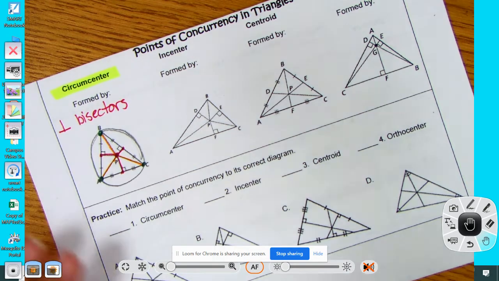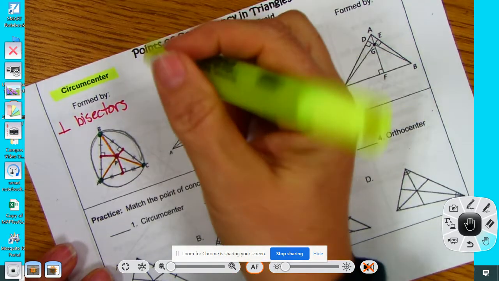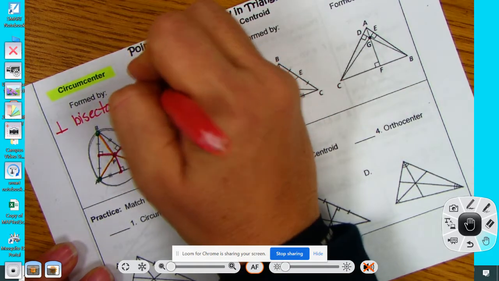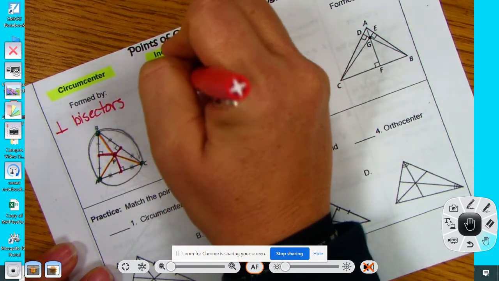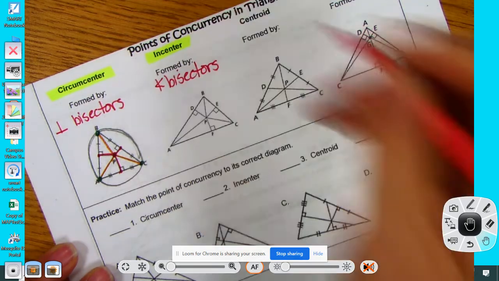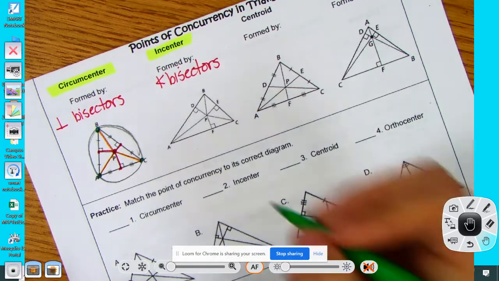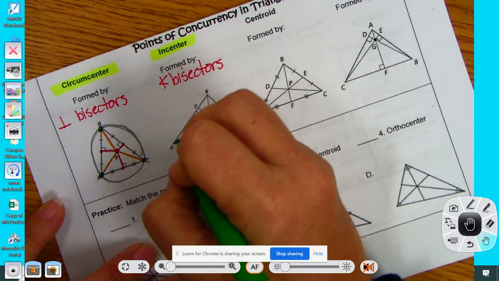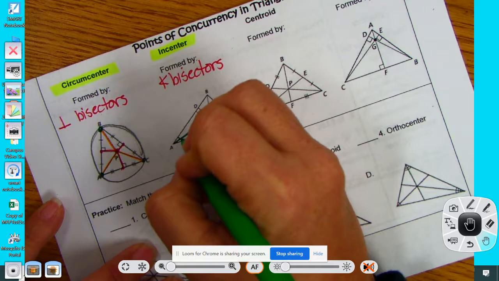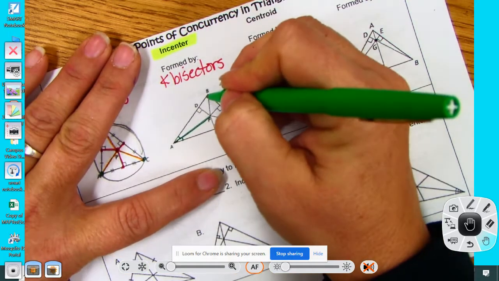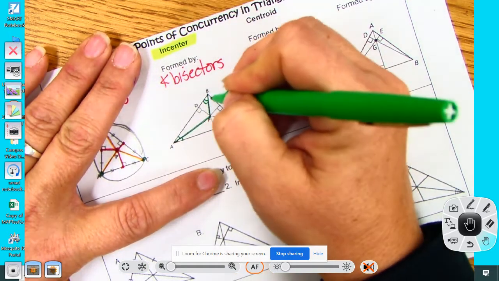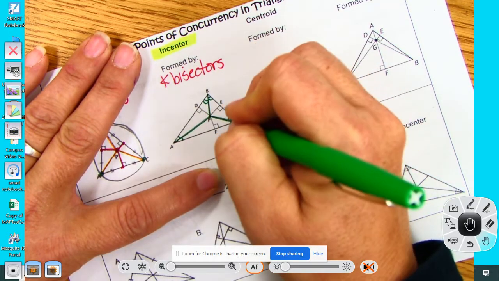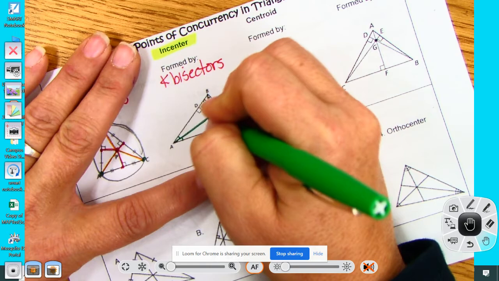Now the next thing we have is called an incenter. Incenters are formed by your angle bisectors. If I draw an angle bisector, this angle is equal to this one. I'm going to draw this angle bisector, and I'm going to draw this angle bisector. They all intersect at point P.